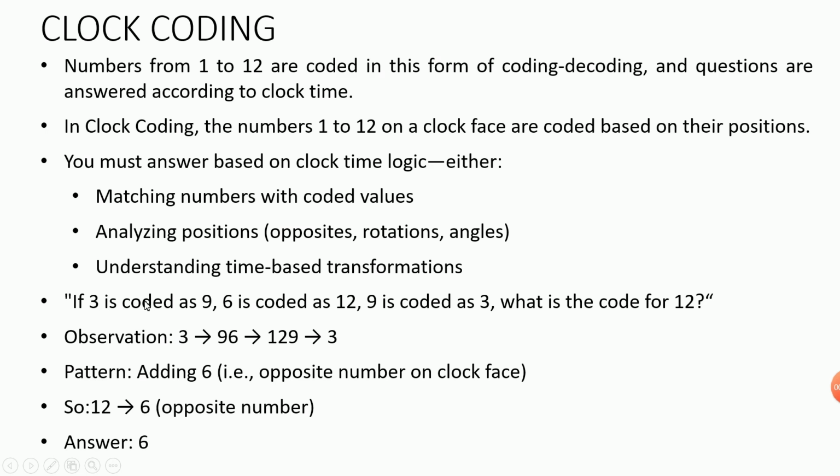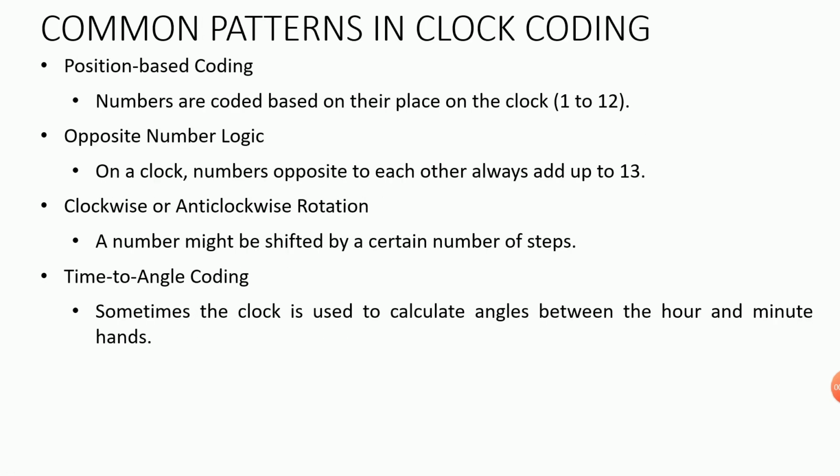In a simpler manner, here they have given us opposite numbers. 3 is the opposite number of 9, and 9 is the opposite number of 3. 6 is the opposite number of 12, and 12 is the opposite number of 6. So likewise, you can identify the pattern. So this is clock coding. These are the common patterns followed in clock coding. Even these could be called types of codings.